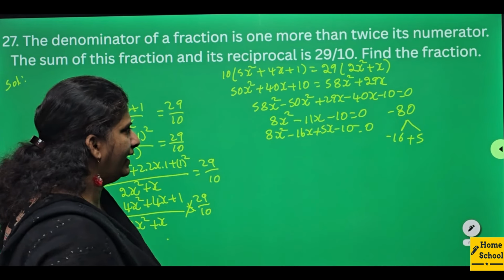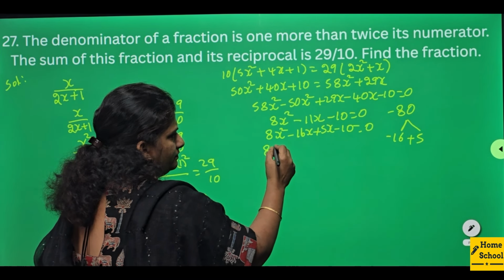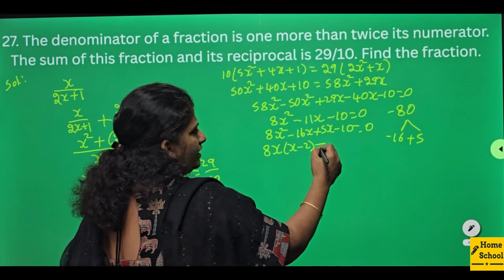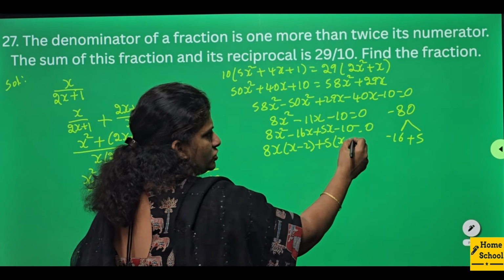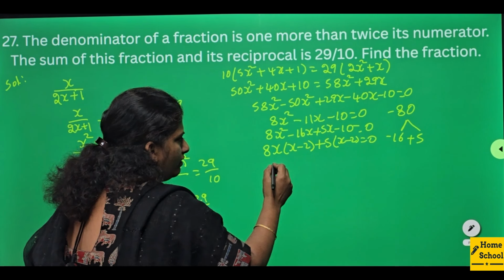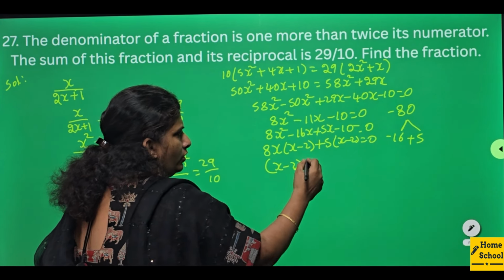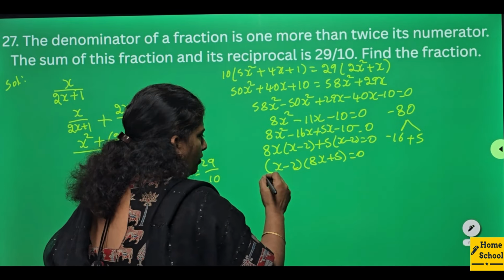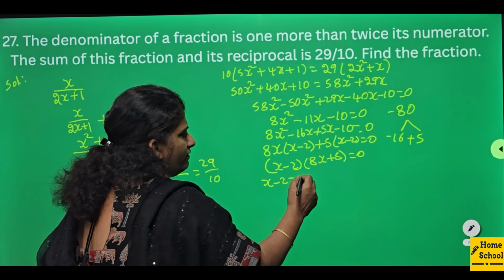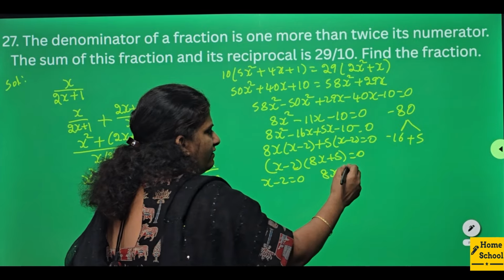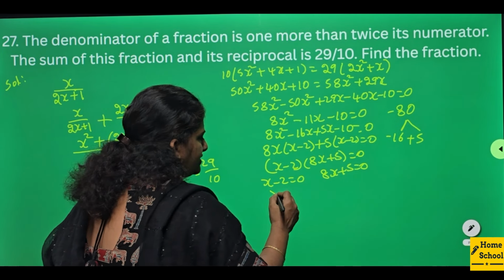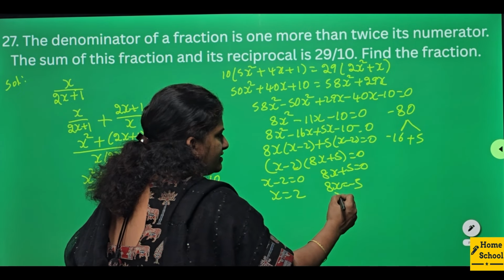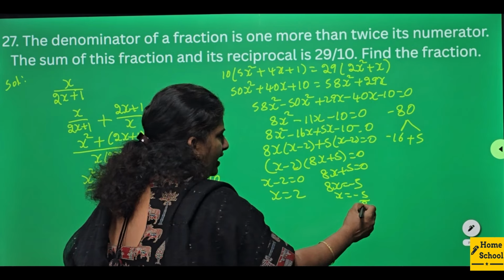Now take out 8x common: x minus 2, and here take out 5 common: x minus 2 equal to 0. x minus 2 into 8x plus 5 equal to 0. x minus 2 equal to 0 or 8x plus 5 equal to 0. x is equal to 2 or 8x is equal to minus 5, x is equal to minus 5 by 8.